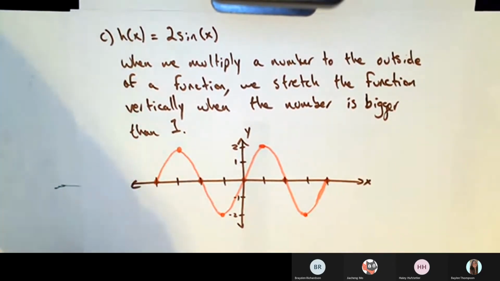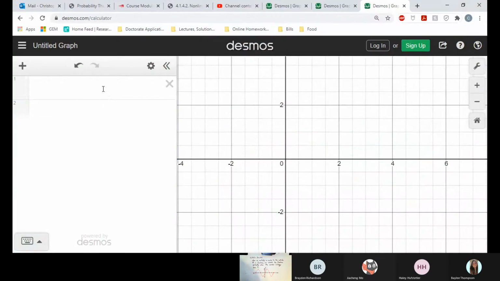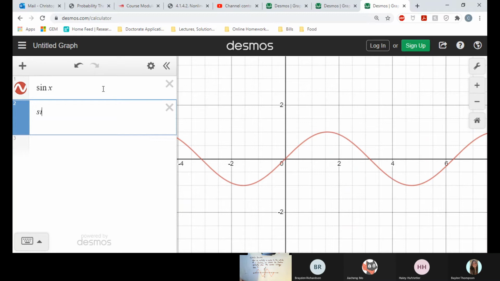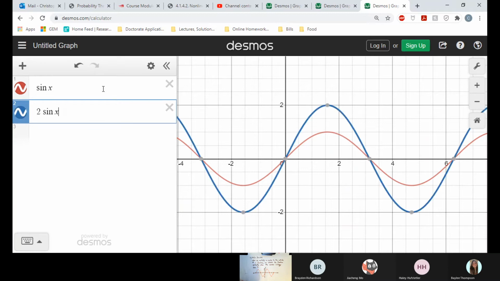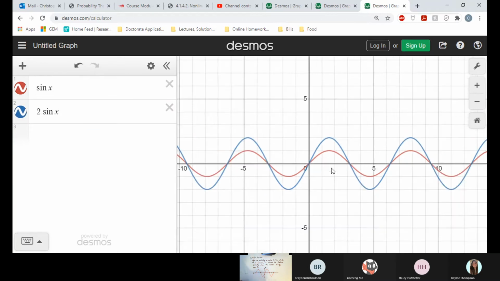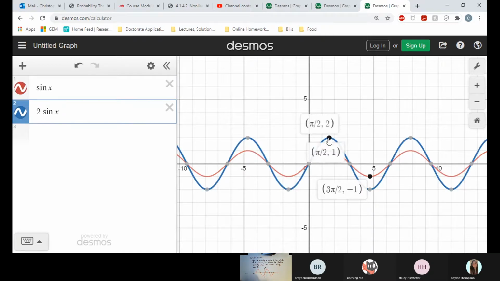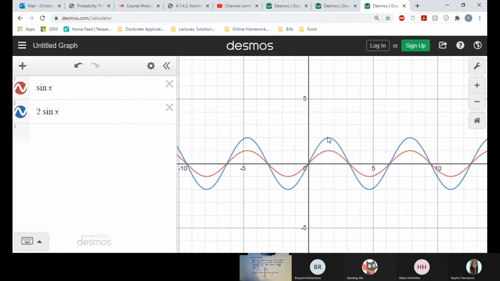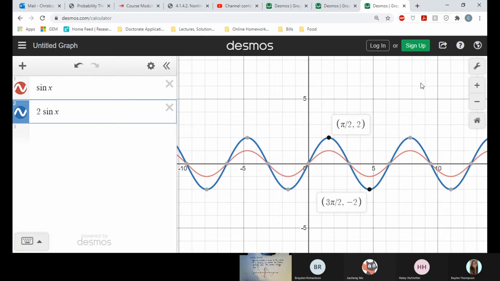And just to really let you be able to see this, let me show you one on Desmos. Here's sine of x. Here's 2 sine of x. So we see that it is indeed stretched vertically in both directions. Instead of going from 1 to negative 1 for those extreme outputs, those y values are 2 to negative 2.